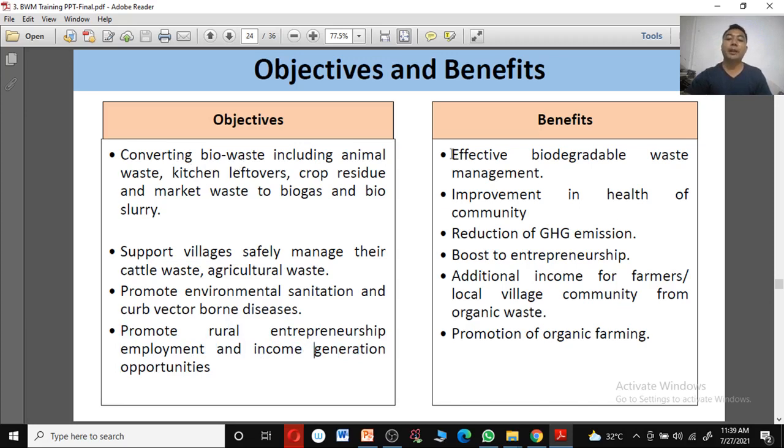Some benefits are effective biodegradable waste management, improvement in the health of the community and economy, reduction of greenhouse gas emissions, boost to entrepreneurship, additional income for farmers and the local village community from organic waste, and promotion of organic farming. So these are some of the important benefits of this Gobardhan scheme.